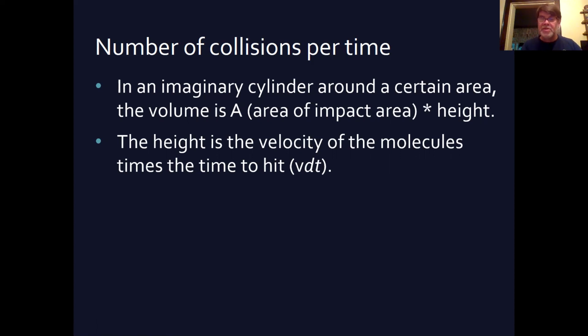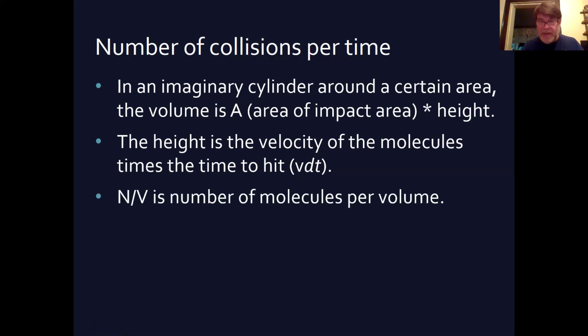So the height of this imaginary cylinder is going to be, I'm sorry, distance equals velocity times time. So v dt gives me the imaginary height. So A v dt is going to give me the volume of this imaginary cylinder. Now, N divided by V is the number of molecules per volume, right? N is the number of molecules, V is the volume. So the total number of molecules in that cylinder is going to be the total number of molecules divided by that volume, okay? But we've just said that that volume is going to be A v dt.